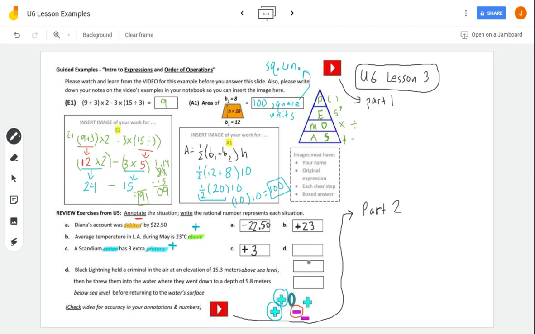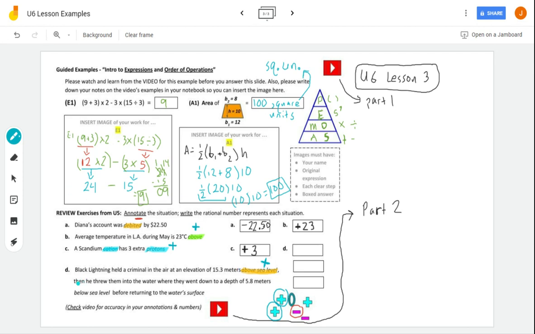Now for part D, we have 3 different integers. So we need to find each of them and annotate them, and then we need to write each of their rational numbers. To begin, Black Lightning held a criminal in the air at an elevation of 15.3 meters above sea level. Right, above sea level, that's a key phrase. So you can either underline it or you can also highlight it. And I know that that's positive, so I'm going to put the plus sign on top of that one.